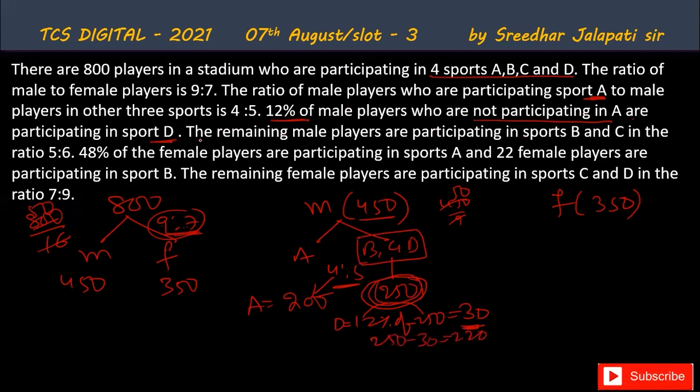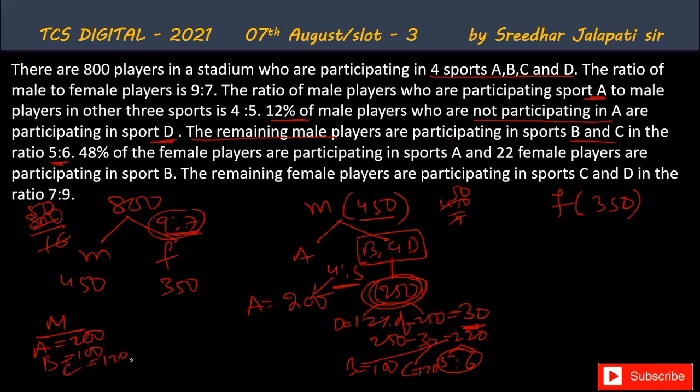In the next point, it is given that the remaining male players who are participating in sports B and C are in the ratio 5:6. That means this 220 I have to divide in the ratio 5:6. Total 11 parts, each part 20. So I'll get B as 100 and C as 120. So finally, in case of male, what we got? Male sport A 200, sports B 100, sports C 120, and sports D 30. This is in case of male, right?